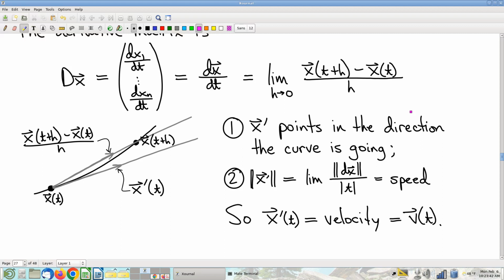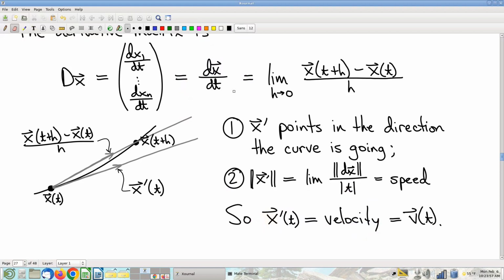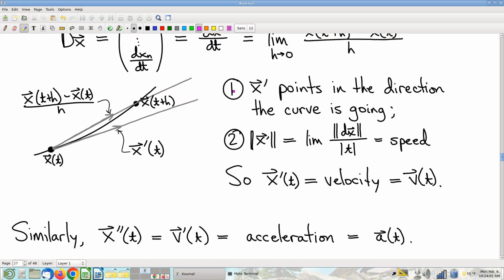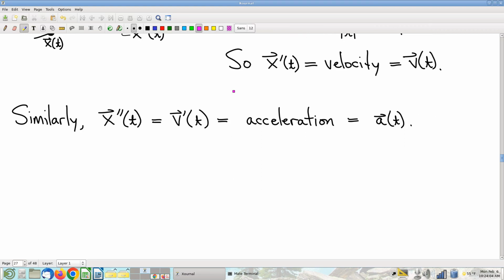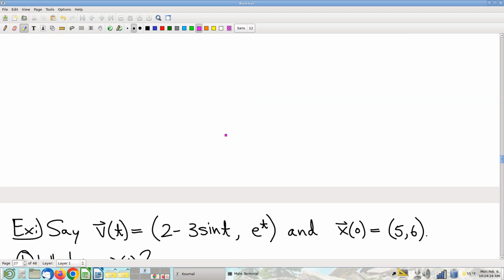So the derivative of a parametric curve is the velocity. Pausing for questions. Is everybody happy? Okay, and then similarly, the derivative of the velocity, namely the second derivative of position, is what we call acceleration, another standard physical concept. Okay, so let's see some examples.